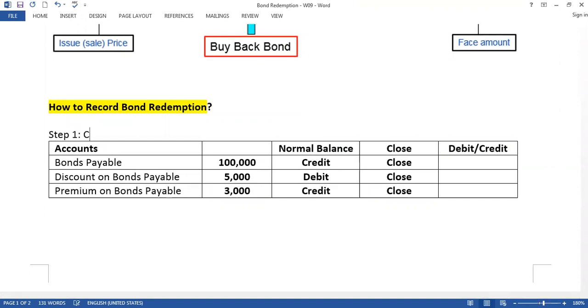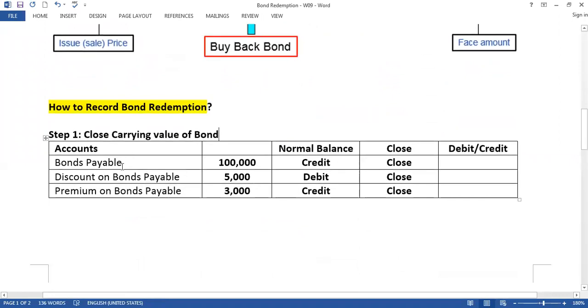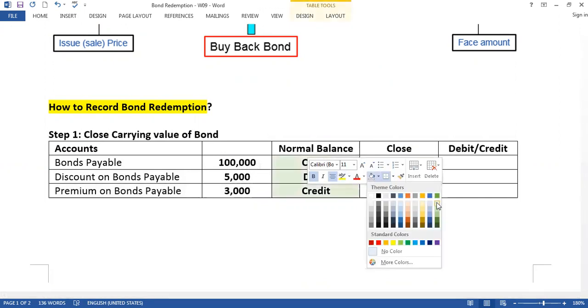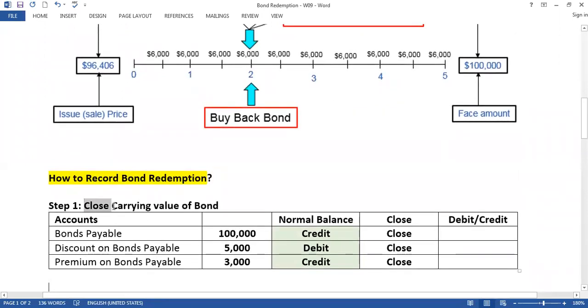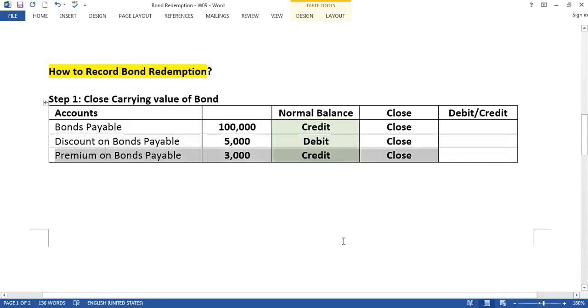Step one said to close carrying value of bond. Remember step one? This is year two. We are going to close the carrying value of the bond, right? So we already recorded, when I issued the bond, bonds payable credit, discount on bonds payable debit, and premium on bonds payable credit. So this is already recorded. Now we are going to close it. That means we are going to close bonds payable, we are going to close discount on bonds payable, and we are going to close premium on bonds payable.